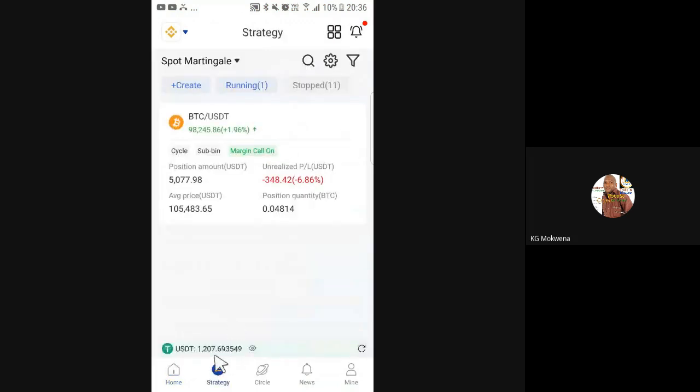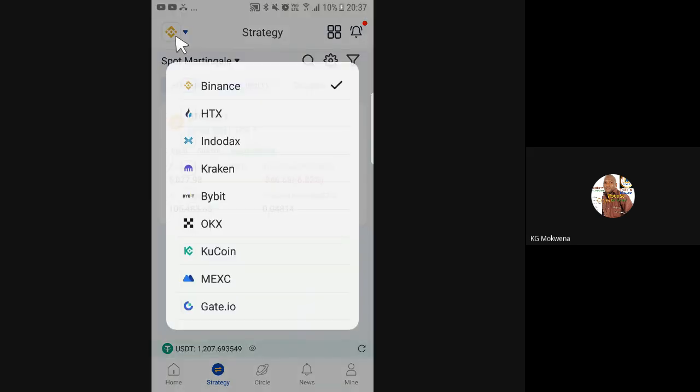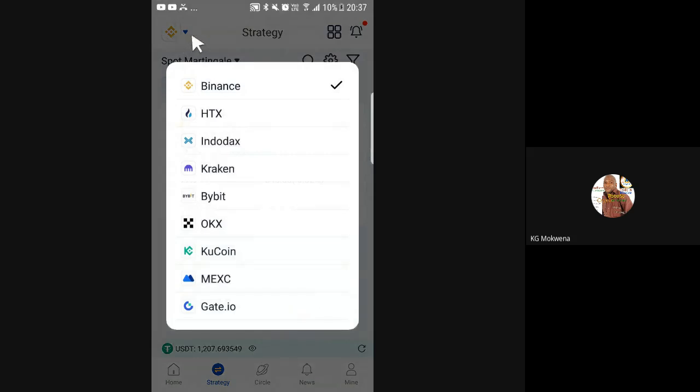Now, your strategy, you can see, business partners, that at the bottom left is the USDT that we have inside the wallet of the exchange. If you check at the top left, when I click on the drop down arrow, a drop down list appears that shows different exchanges and so forth. The one that is checked is Binance. It indicates that that's where we trade from, business partners. So the USDT you see at the bottom there is inside Binance.